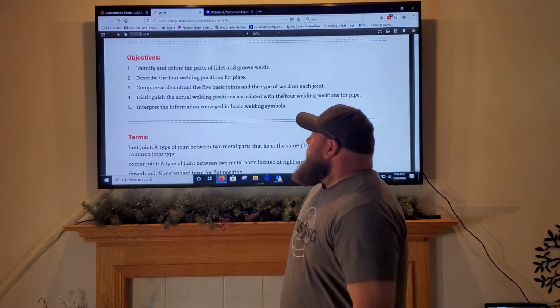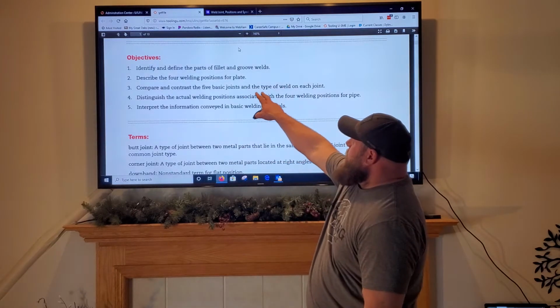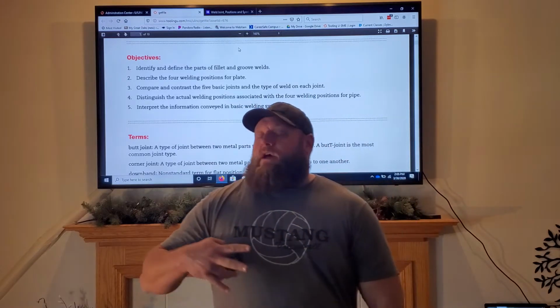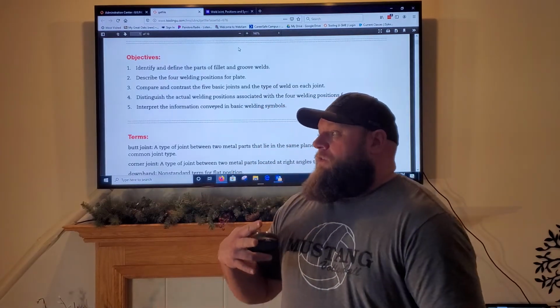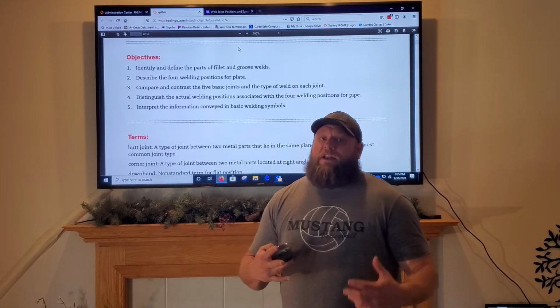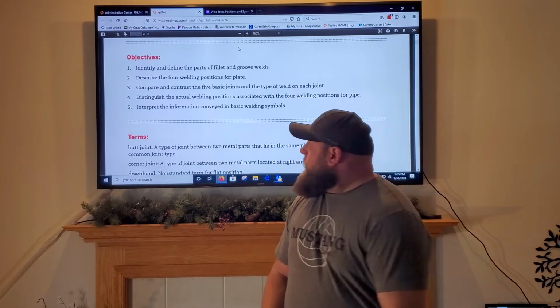If you remember last week, we had the objectives to identify and define the parts of a fillet weld and groove welds. We did that. We talked about toe, reinforcement, actual throat, theoretical throat, leg length, things of those natures. So we identified the parts of a fillet weld and a groove weld.